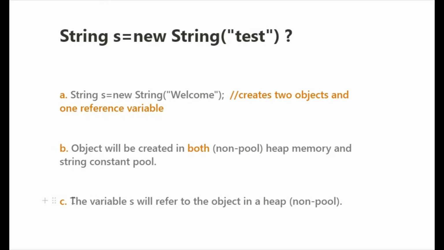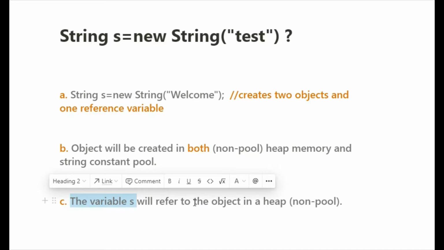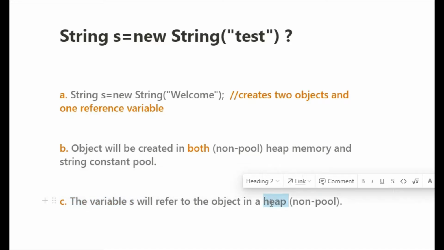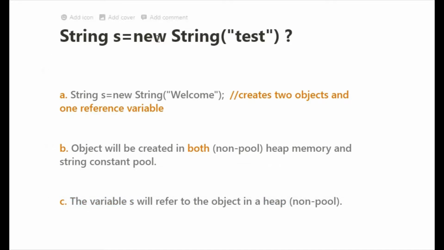Third point, this variable s will refer to the object in the non-pool. Because you are using the new keyword, even if it is creating the objects in both memory locations, it is going to refer to the non-pool.